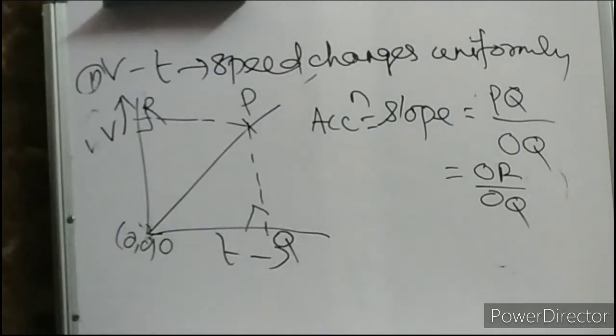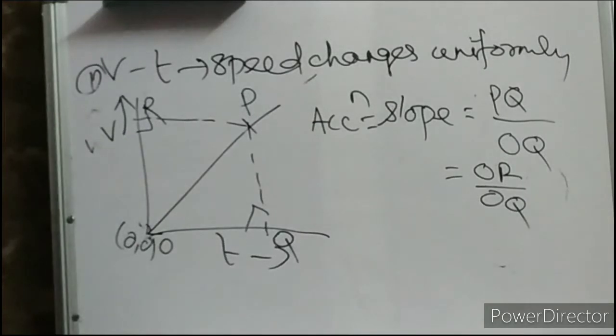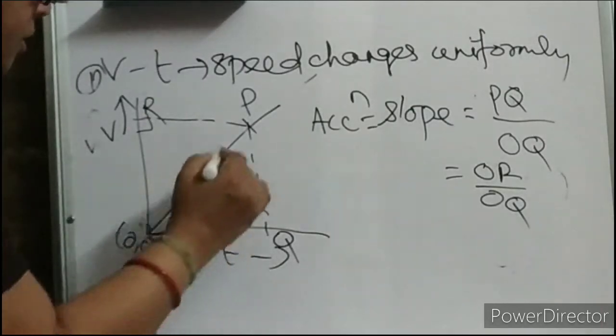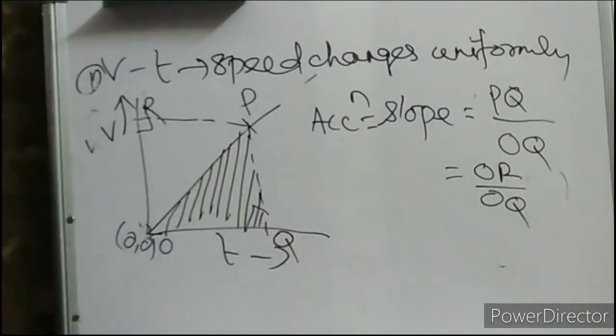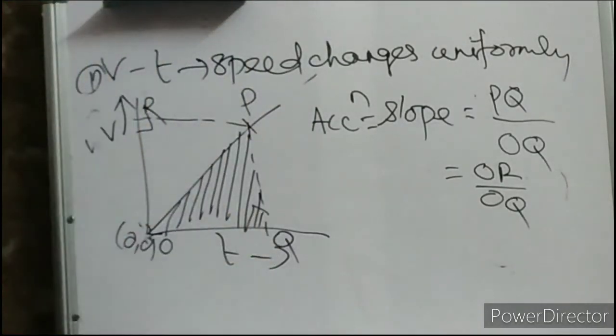Okay. Tell me, what is that? Distance means area covered or enclosed under the curve. So for this point, what is the area covered? So this is the area covered, and this area only gives you the distance or displacement covered by the moving body in a given time.